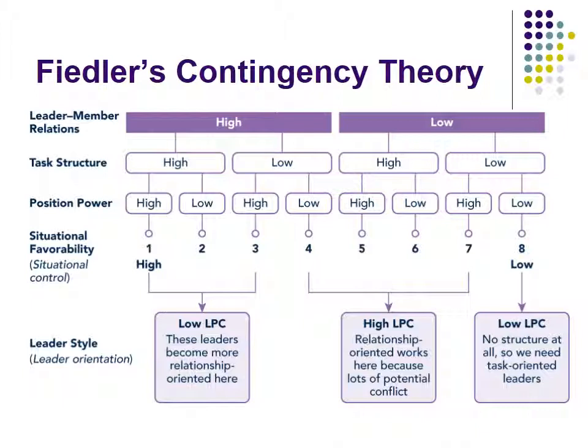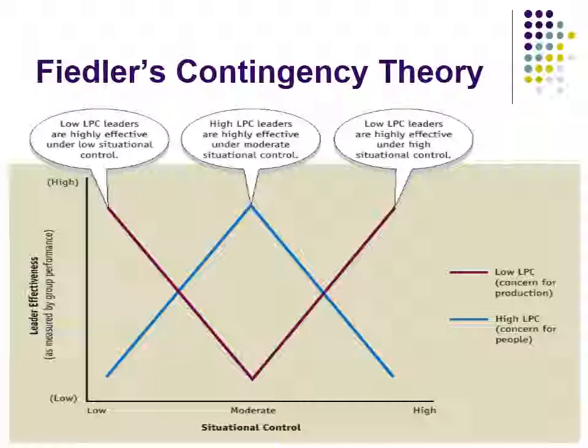So when you think about it also, as far as the theory, when we go through this chart, high, low, high, low, high, low, we end up with 8 potential situations. But the theory only has really 2 different types of leaders that are actually resulting in how you would function in these situations. Fiedler's contingency theory is often represented by a graph like this. Again, the leader effectiveness is on the vertical axis, and the situational control is on the horizontal axis.